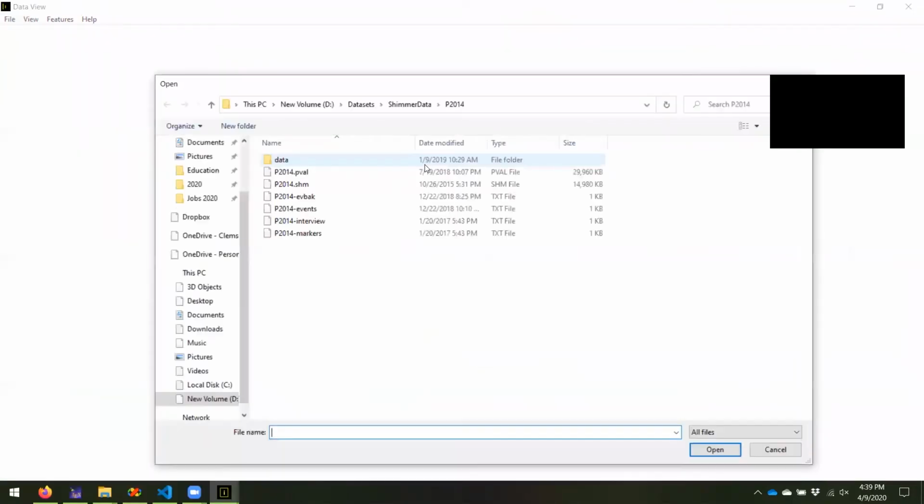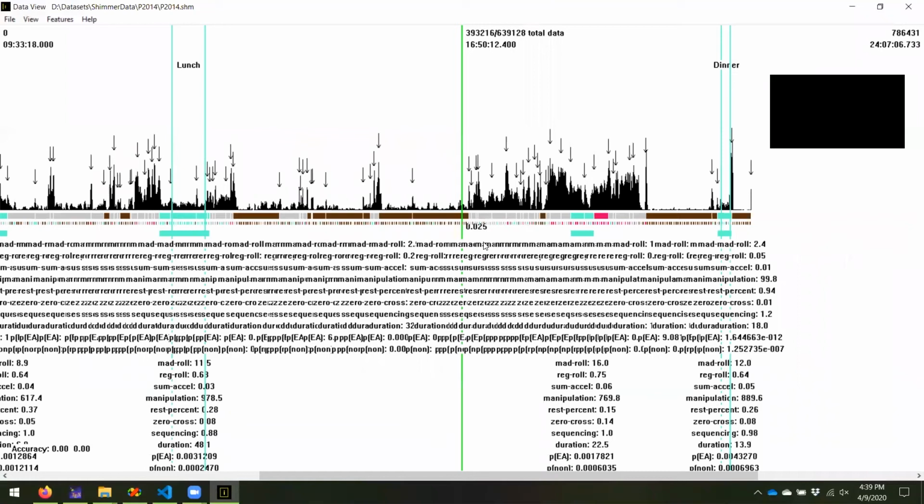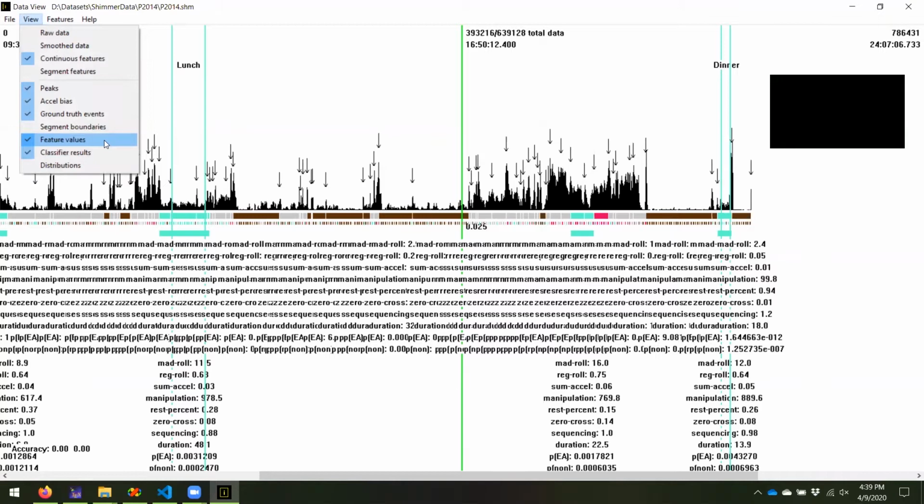Let's go ahead and look at data from one subject. When the software first loads, you will see a lot of information on screen. We don't need all of that, so I will go ahead and hide some of this information.